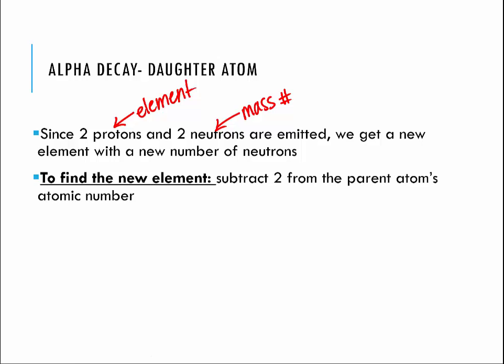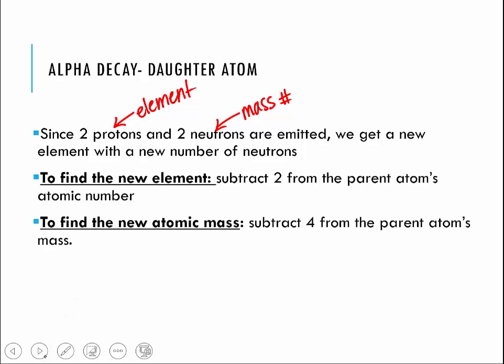So to find your new element, it's easy. You just subtract the 2 protons. So if we were on the periodic table and you started with something that had 80 protons, after alpha decay, it would only have 78. And then to find the new mass number, you do the same thing, but we're going to subtract 4 this time. 2 protons and 2 neutrons to come up with the new mass, and then you can use that to find the total number of neutrons.